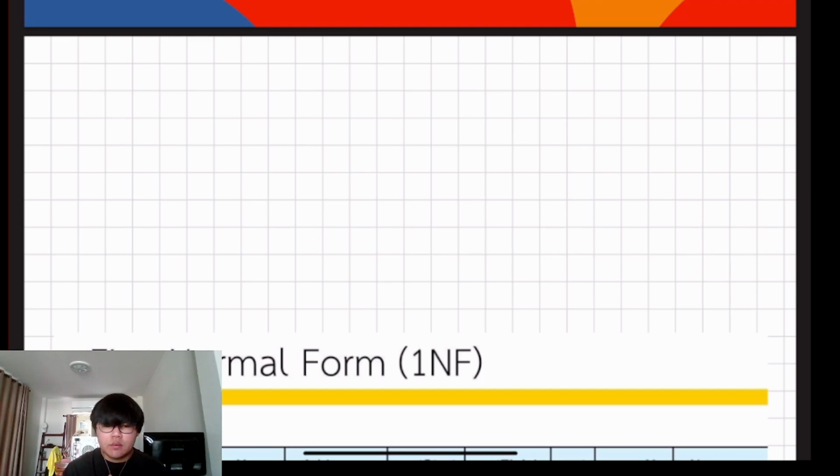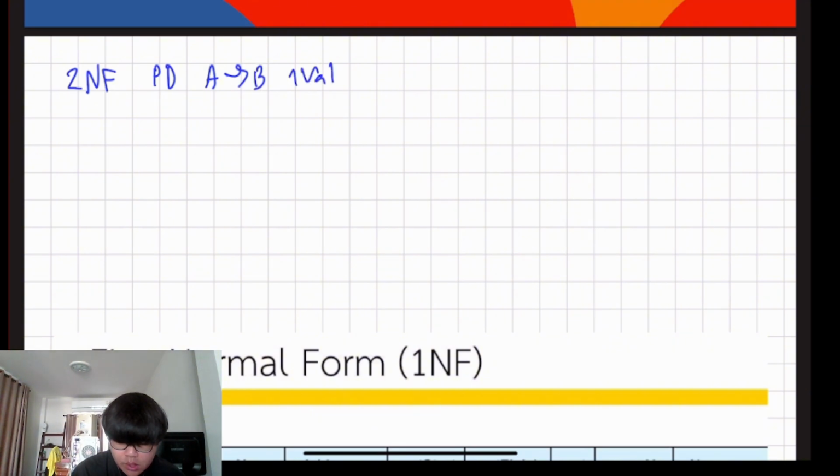In Thai, we say คือส่วนหนึ่งของ primary key. A partial dependent is where value A can tell only one value B. So for second normal form, I will write partial dependent as PD, meaning A can tell B just one value of B.